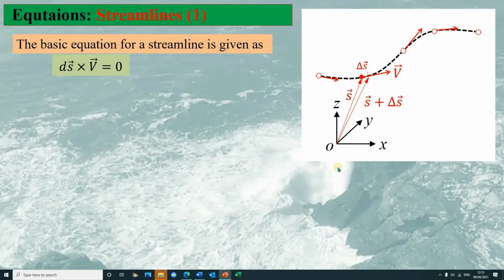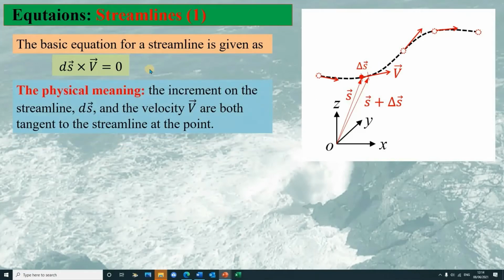For the streamline, the basic equation is given as d vector s cross vector v equals 0. Here, the dashed black line is the streamline, and the red dot is the point on the streamline. So we can see the velocity is tangent to the streamline, and so is ds. So the physical meaning of the streamline equation is that the increment delta vector s on the streamline and the corresponding velocity vector are both tangent to the streamline at this point.